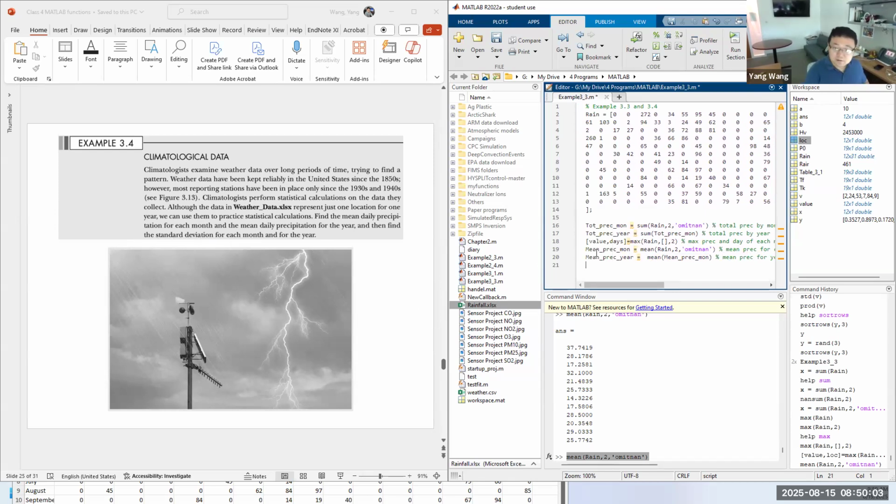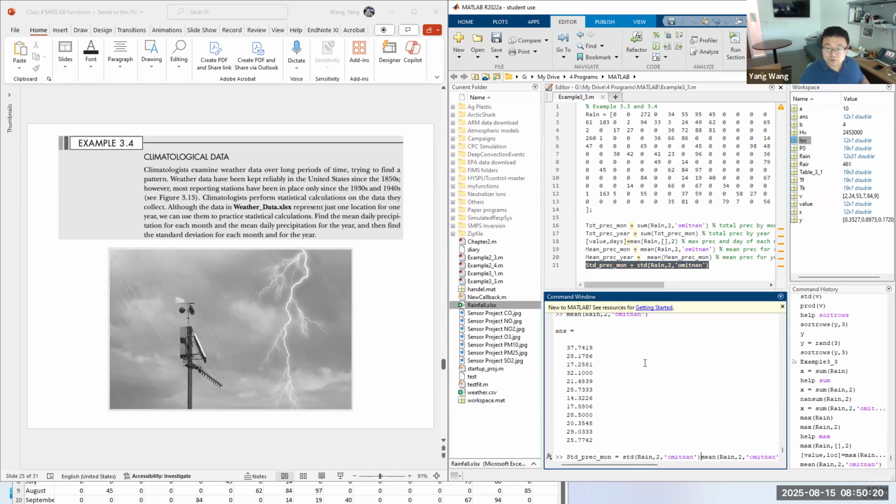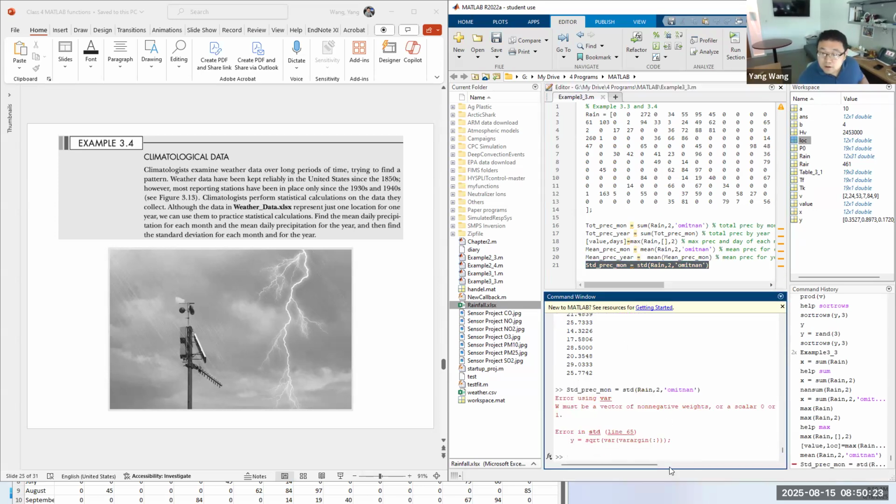The standard deviation, STD, precipitation month. It's just going to be the STD, same thing. Okay, let's try to put it here. Okay, so it says that W has to be a vector of non-negative weights or scalar 0 or 1.